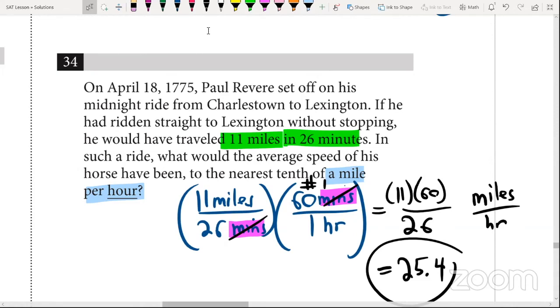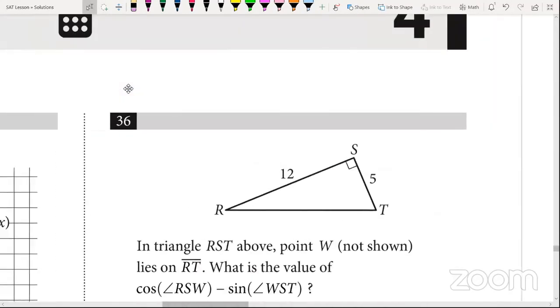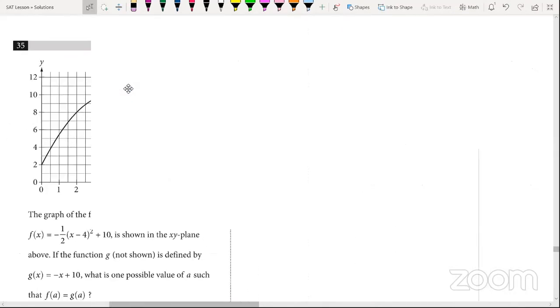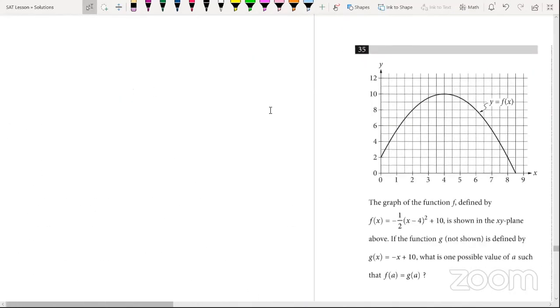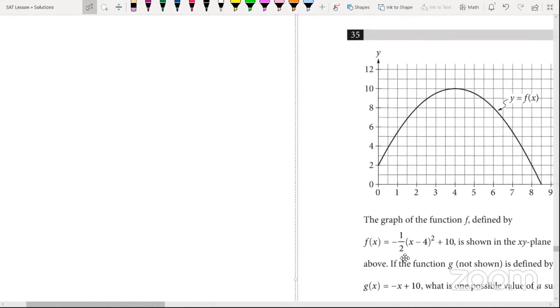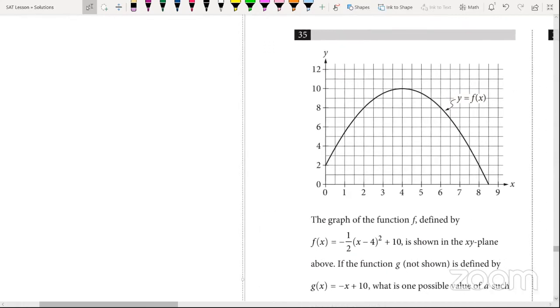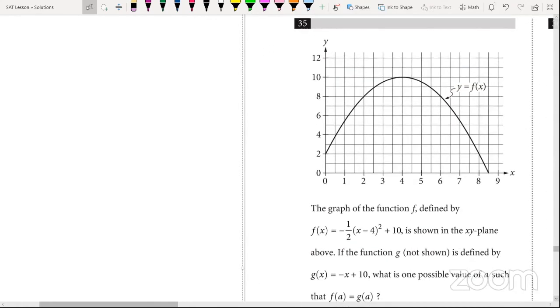Going over now to number 35. So 35 is asking us about the moment that f of a equals g of a. Right here it's saying f of a equals g of a for number 35.